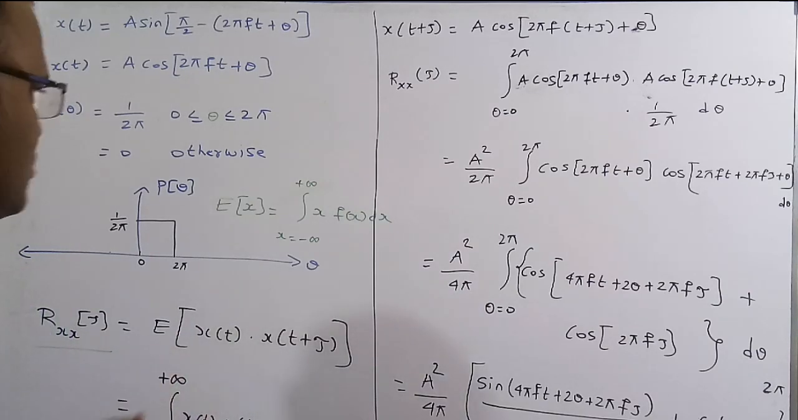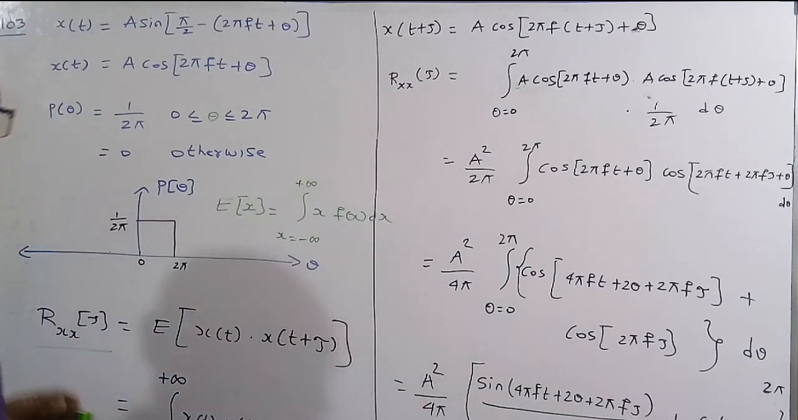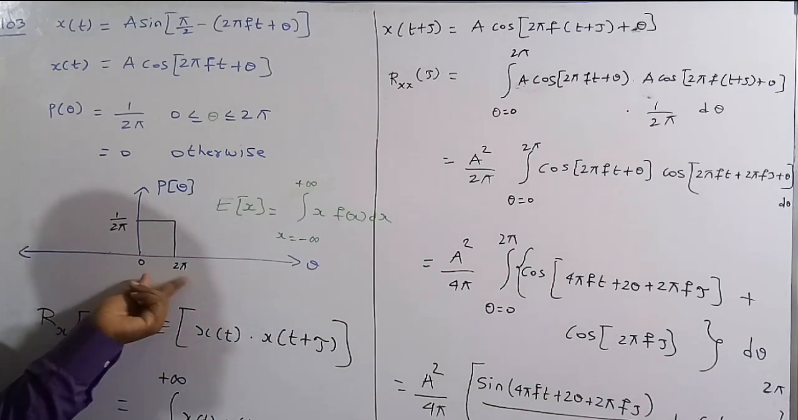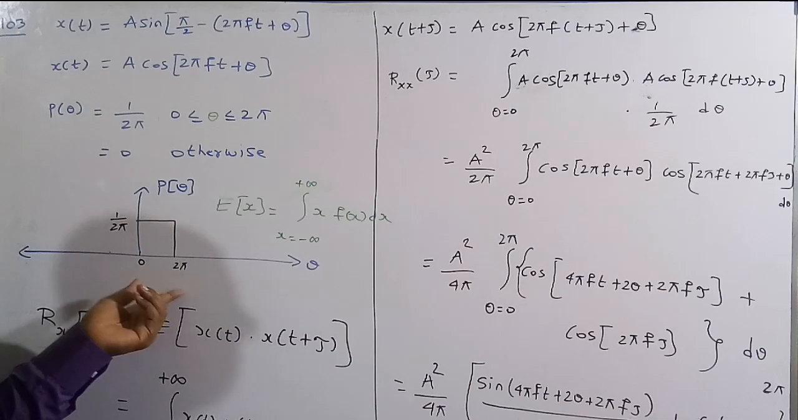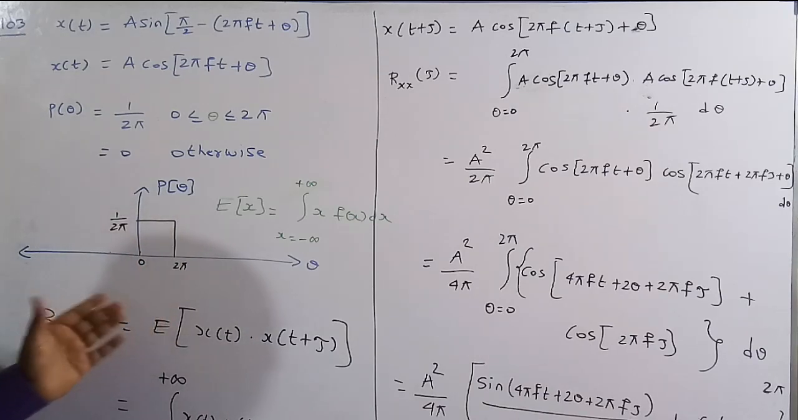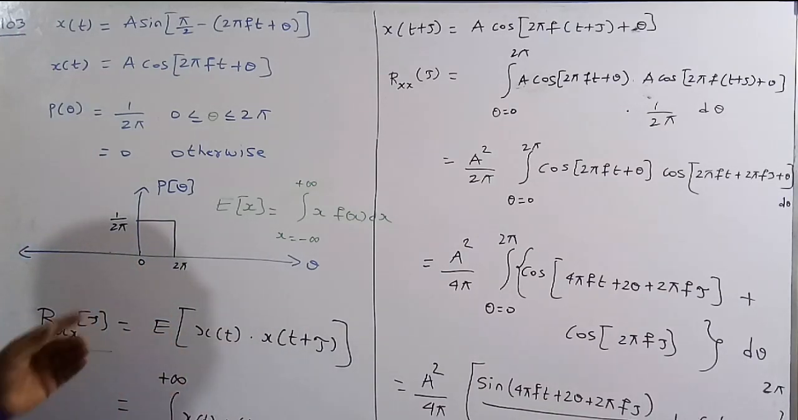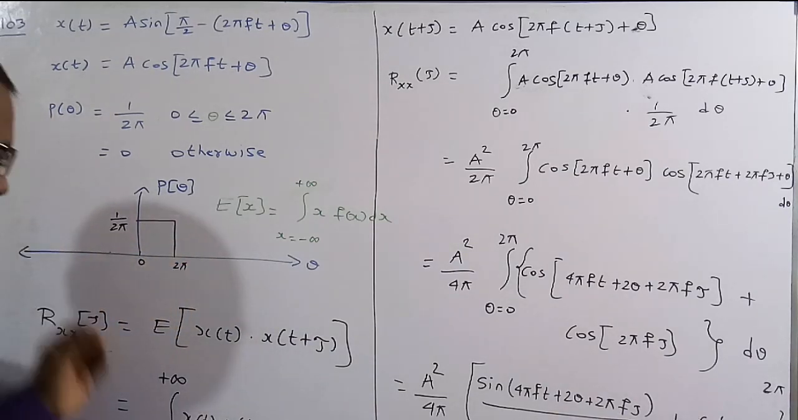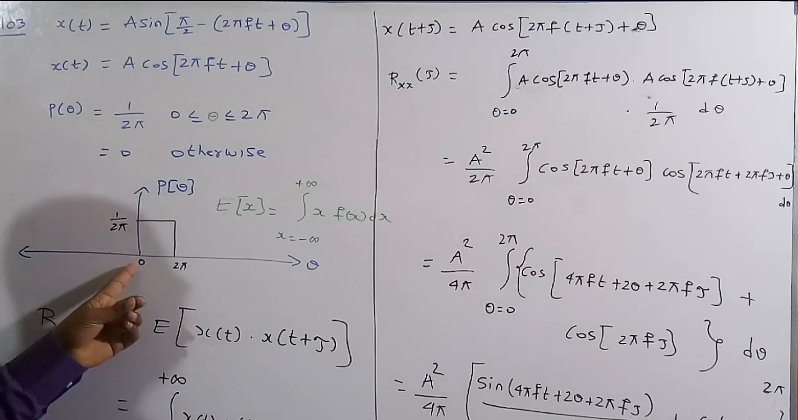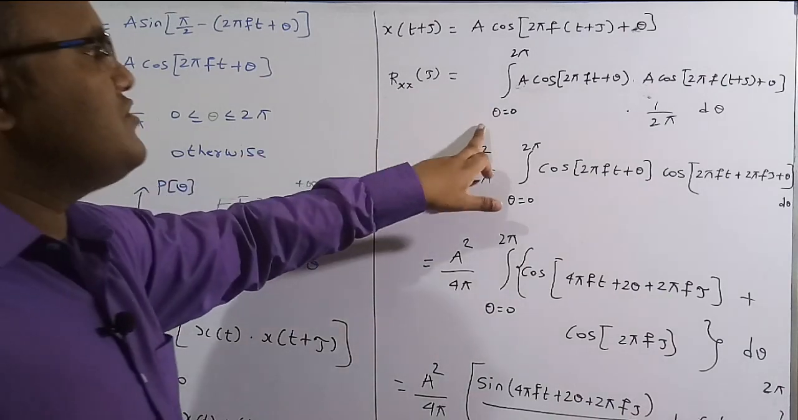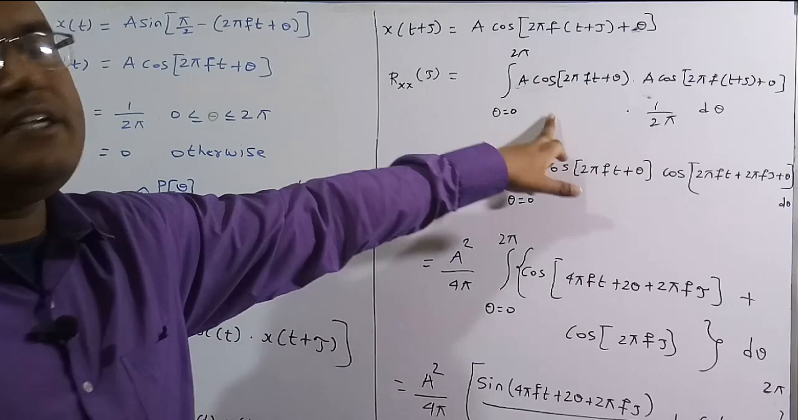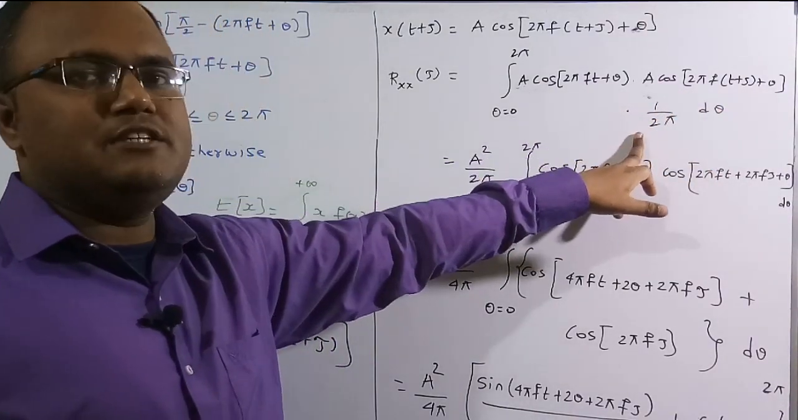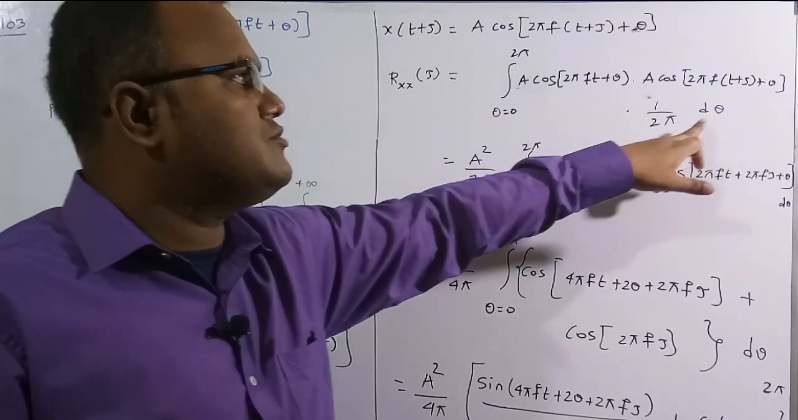So substitute everything. One more interesting thing is that theta runs from minus infinity to plus infinity, but p of theta has a non-zero value only from 0 to 2 pi. Therefore this integration converges to only the integration from 0 to 2 pi, because for all other values it is 0. So theta is equal to 0 to 2 pi. We know the value of x of t, we know the value of x of t plus tau, and the probability density function in 0 to 2 pi is 1 by 2 pi into d theta.